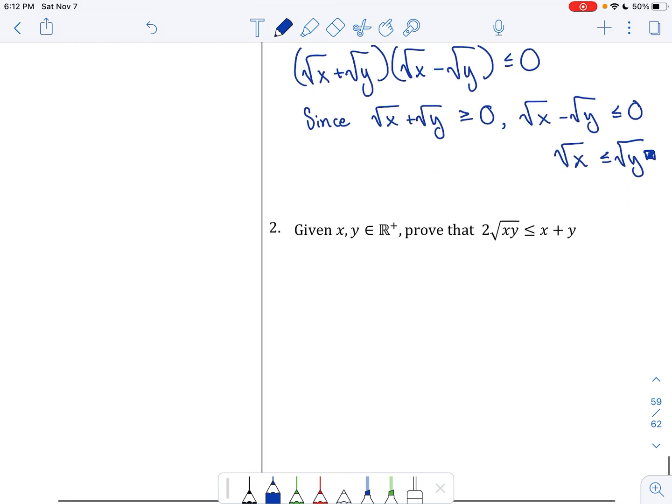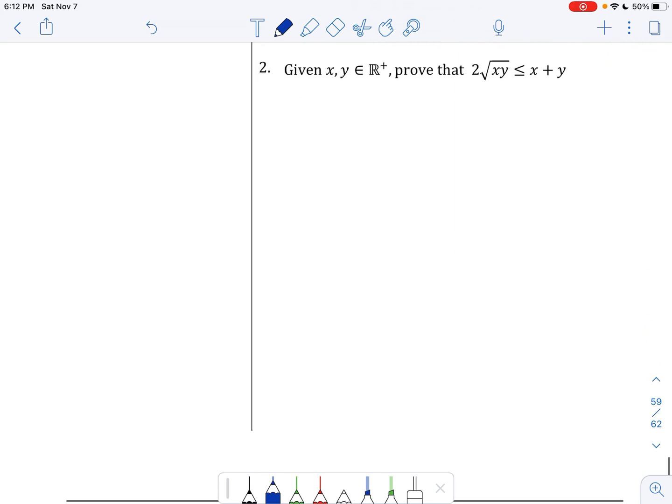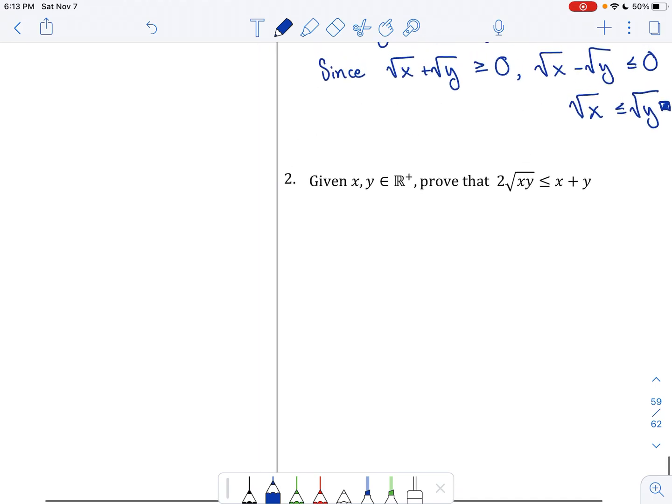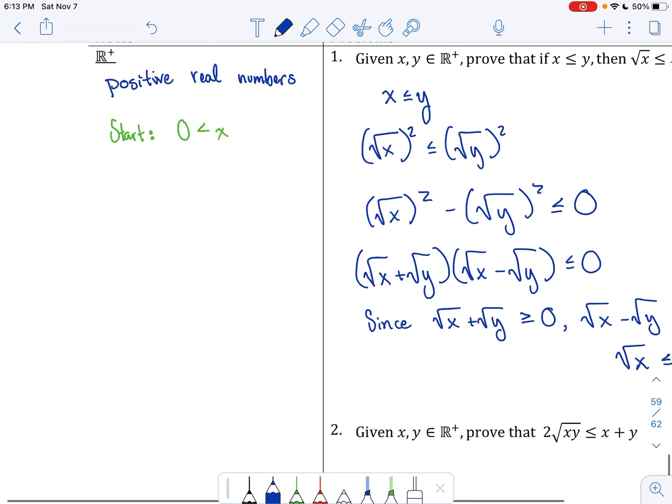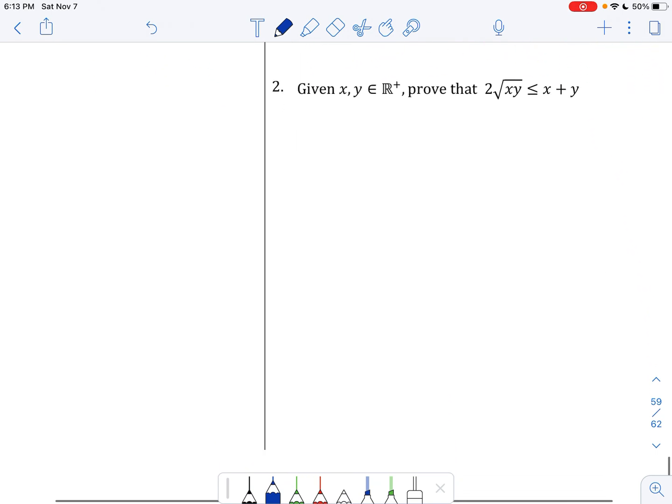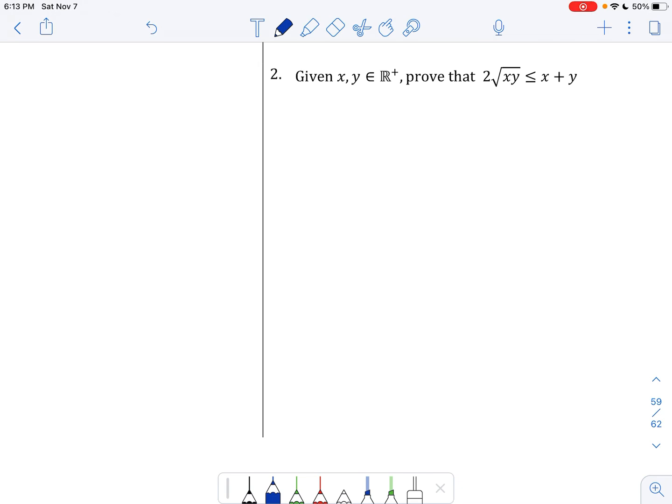Now, let's look at a case where we don't have a very clear hypothesis. So in number 2, it says given that x and y are in the positive reals, again, we're looking at a proof that 2 root xy is less than or equal to x plus y. Now, in this case, we don't have a given hypothesis. And so if we had just one number, if it was just x is in the reals, I would start with our given statement here. But since we have an x and a y, I am going to always start with something that involves both.